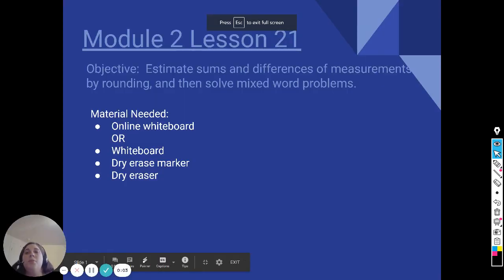Okay, today we're going to be doing Module 2, Lesson 21. This will be our last lesson of Module 2. The objective of today's lesson is to estimate sums and differences of measurement by rounding and then solve mixed word problems. So you will need your online whiteboard or whiteboard, dry erase marker and dry eraser for today's lesson. And we're going to follow a little bit of a different teaching style since it's kind of a review lesson.